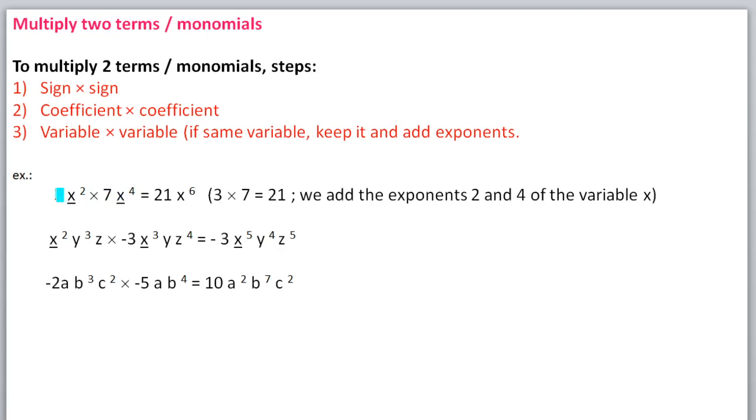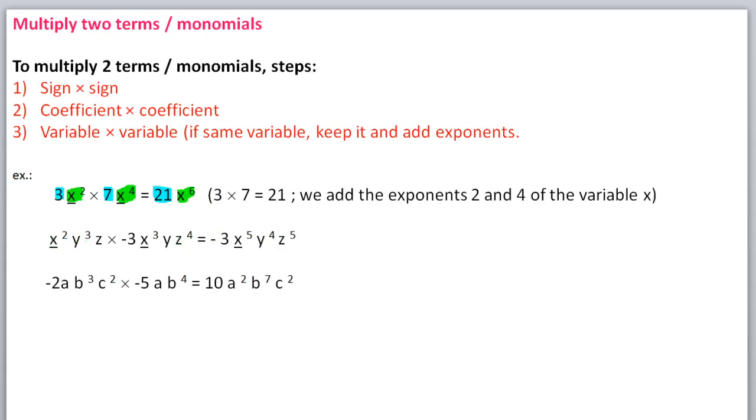So first we should multiply 3 by 7 to get 21, and then we multiply the x squared, variable x squared, times the variable x. Here we have same variable. We know when we have same variable, we add the power. So 2 plus 4 is 6, and we copy x. So we copy x and we add the power. Okay, so it is x power 6.